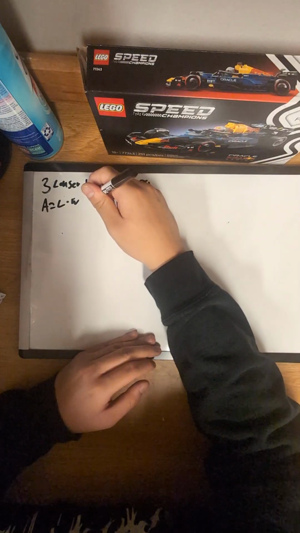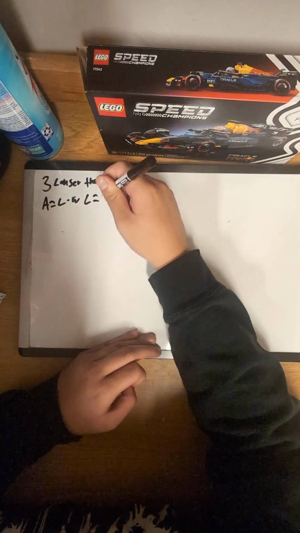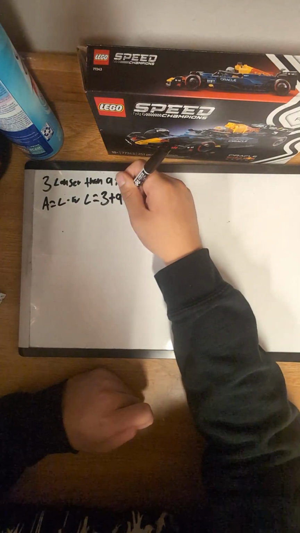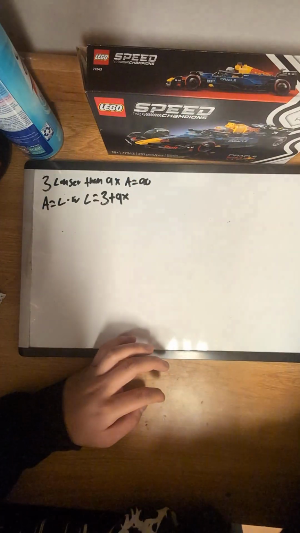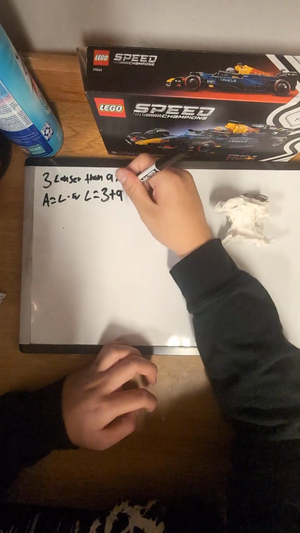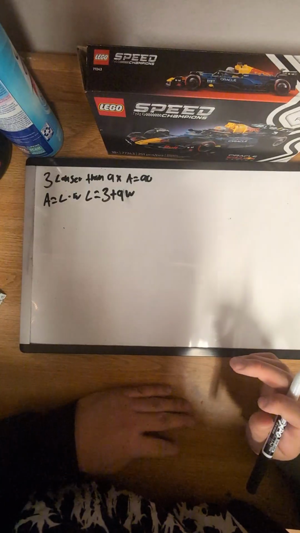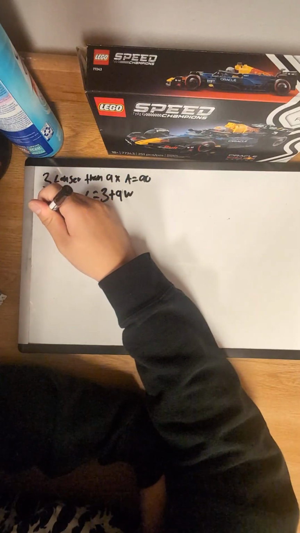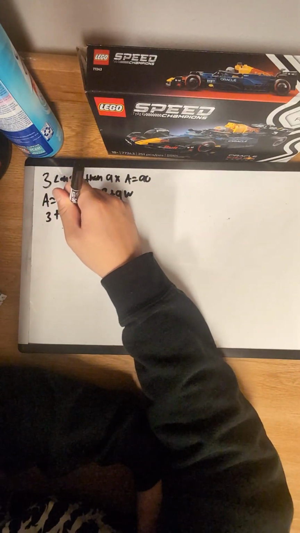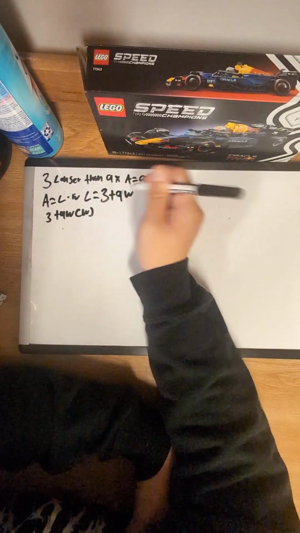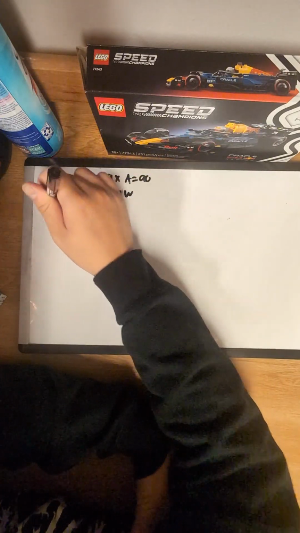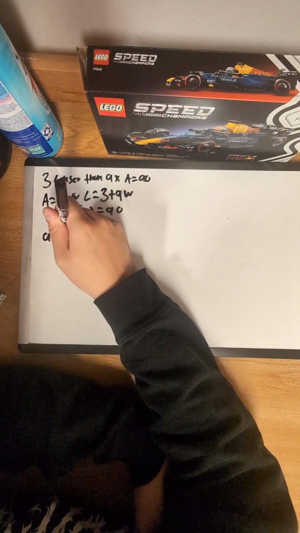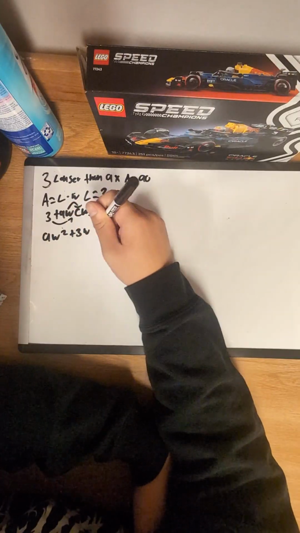So length equals 3 longer, so plus, then 9 times, we're going to substitute the x for w. Now that we know that, we can plug that into our length times width. So we can do 3 plus 9w, times w, equals our area, which is 90. Go ahead and distribute this out. That gives us 9 width squared plus 3 width equals 90.